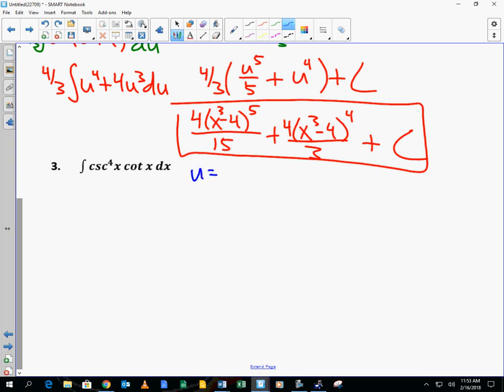What do you think u is? It is cosecant of x. And here's where people start to struggle. They forget what the derivative of cosecant is. What is du? Okay, Andrew knew that. I wonder how many of the rest of you knew that. Okay, good. So you just forgot the negative?